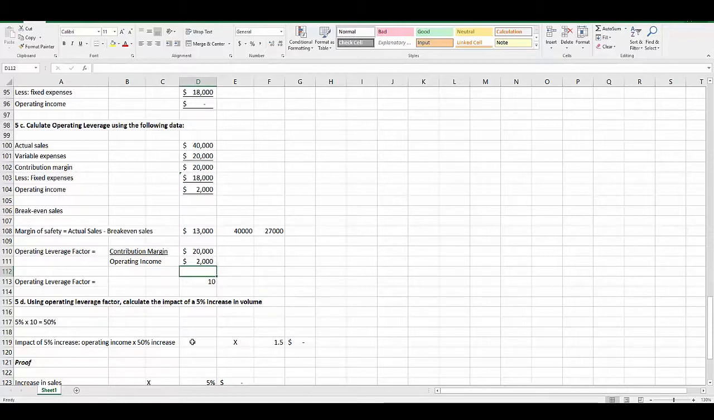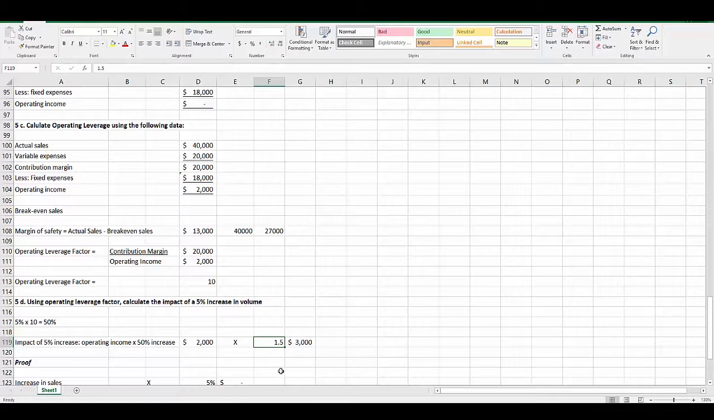So we'll just enter in that number. Our operating income before we increased the volume was $2,000, and we are going to calculate here the impact of an increase in volume. So if you increase your income by 50%, that's 1.5 times 2,000, which will give you $3,000.